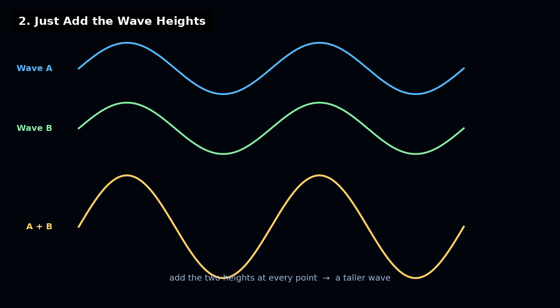Here is the only rule at work. Each wave lifts or lowers the water by some height. At each point, just add the 2 heights. Scientists call this superposition. The water simply sums the 2 waves.